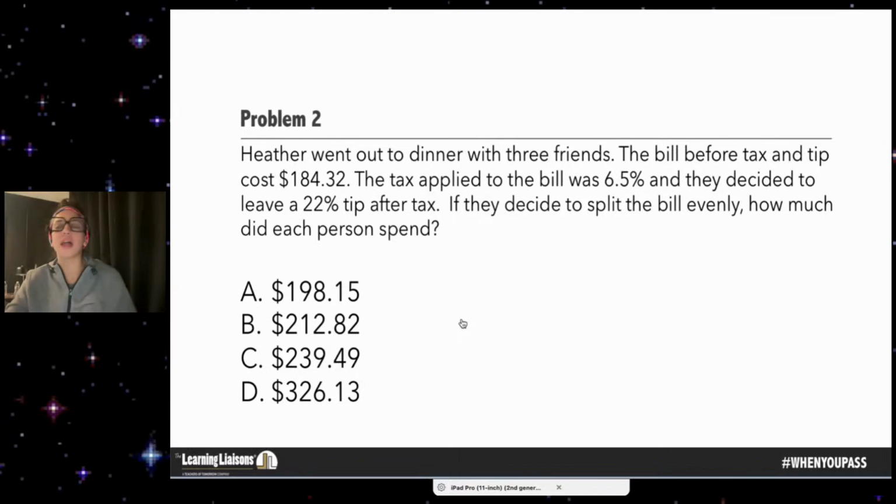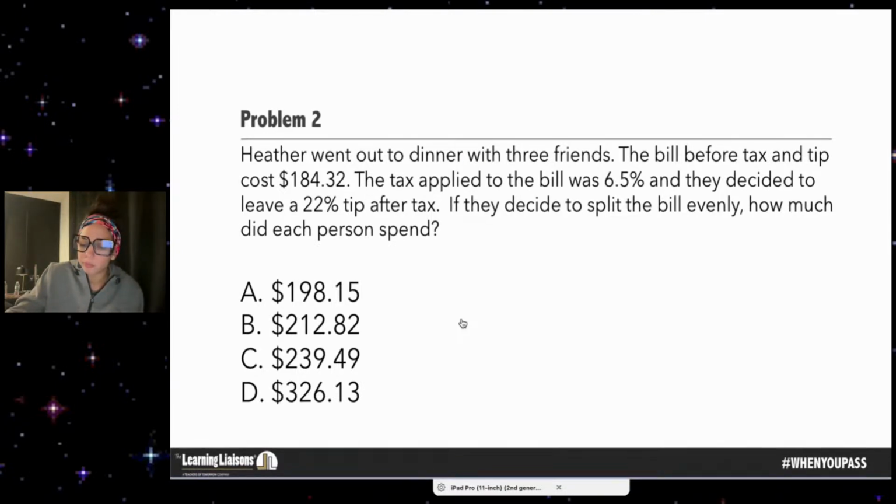So this is a problem for anyone really. Pre-K or GK, GK, Praxis Core, K through 6, because this is percentages and stuff, is really 6th grade, and then 6 through 12. So it really hits everybody. Heather went out to dinner with 3 friends. The bill before tax and tip was this. The tax was this, and they left a 22% tip after tax. And they split the bill evenly.